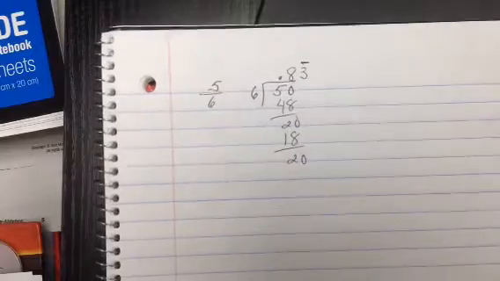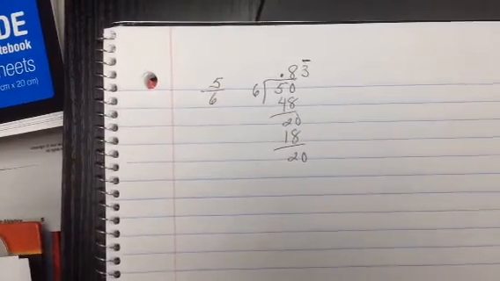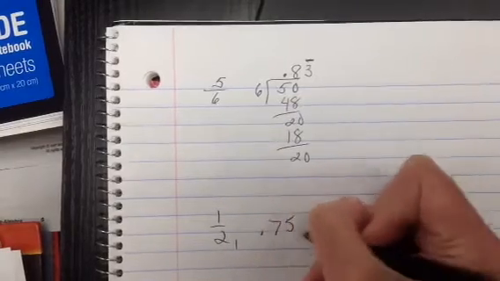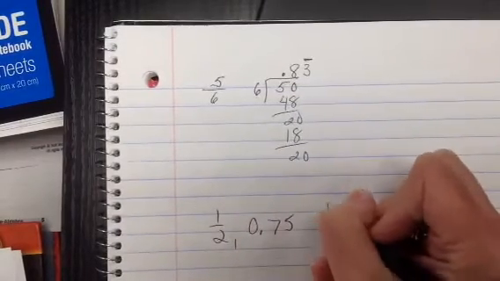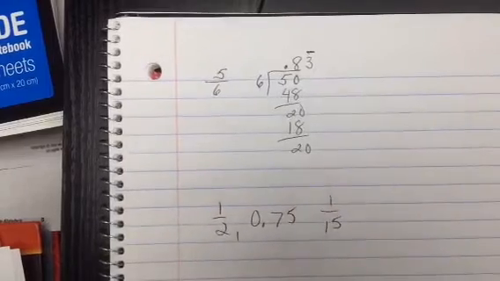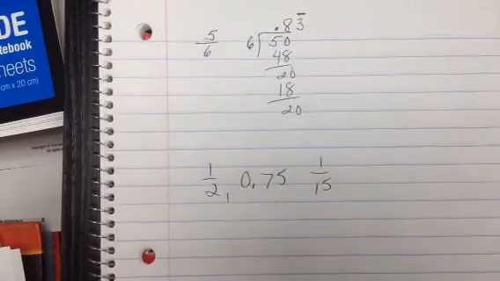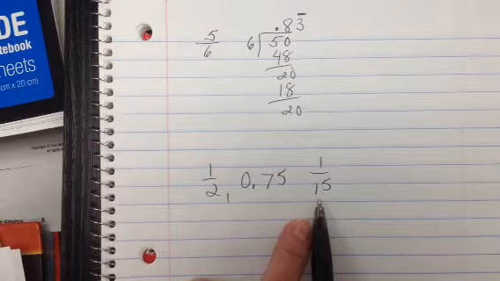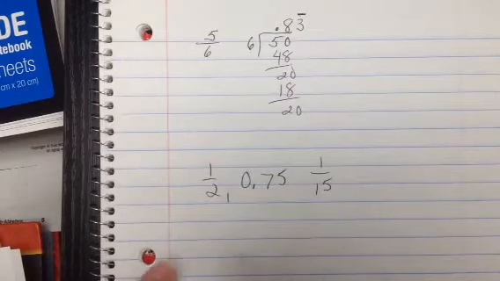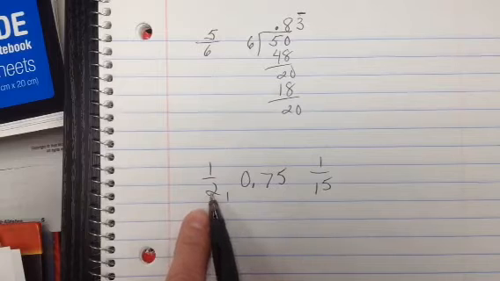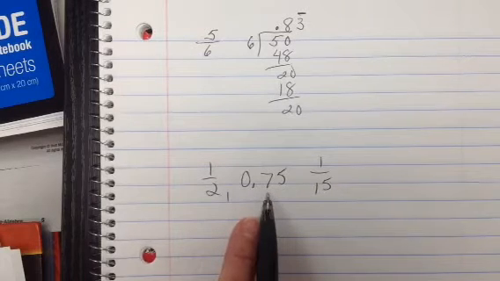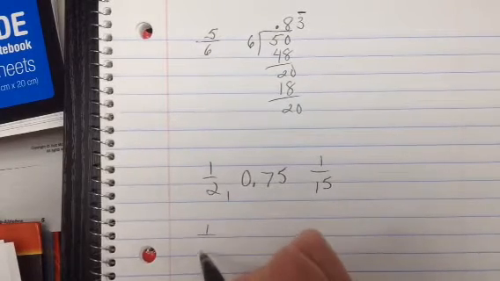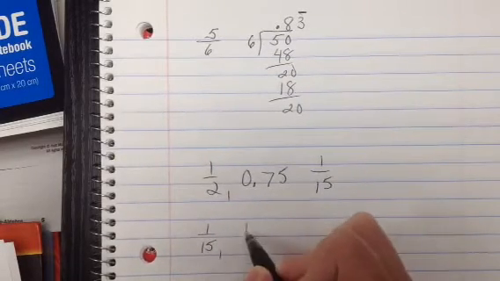Okay? The last thing in this section is you ordering fractions and decimals. So like if I have a half, 0.75, and 1/15. And I'm supposed to order them from least to greatest. Okay? I might be able to just look at them. I know 1/15 is only 1 out of 15, which is smaller than 1 out of 2. And 0.75 I know is more than a half, so I might be able to just do them this way.